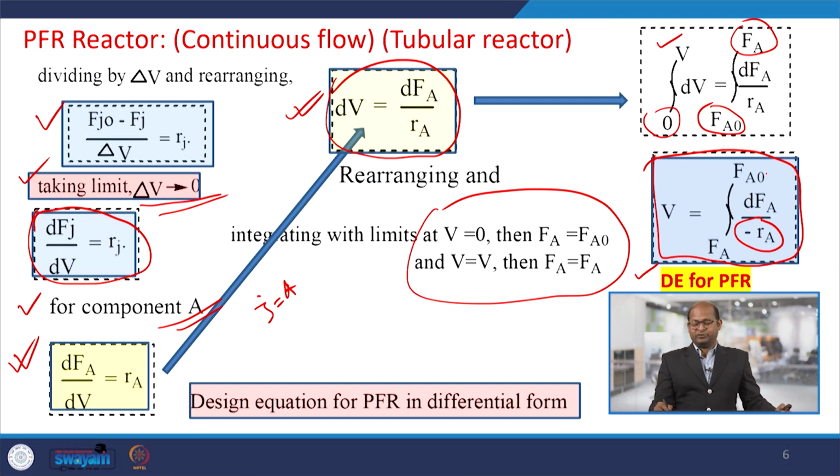This design equation is expressed in terms of molar flow rate: V equals the integral from FA0 to FA of dFA over minus RA. Here the left hand side is the volume of the reactor, and the right hand side is expressed in terms of molar flow rate. Later we can change that into terms of conversion X. That we will discuss later.